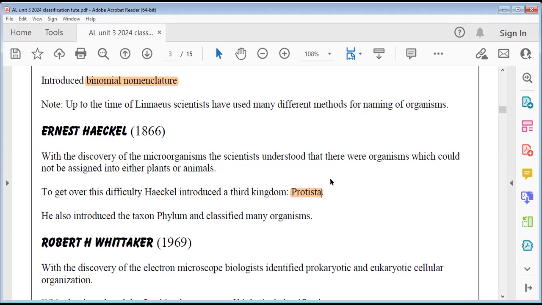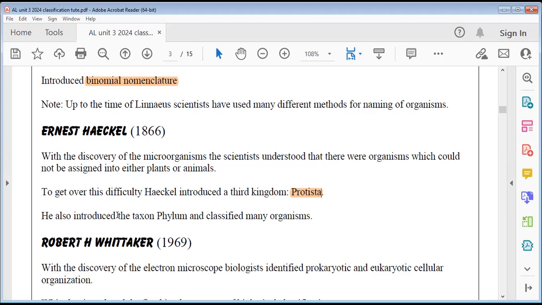Anton van Leeuwenhoek gave the world the knowledge of microorganisms. Where to place the microorganism? Where is the place for the microorganism? Then he decided, let's place the microorganism in a separate group. What is it? Protista.